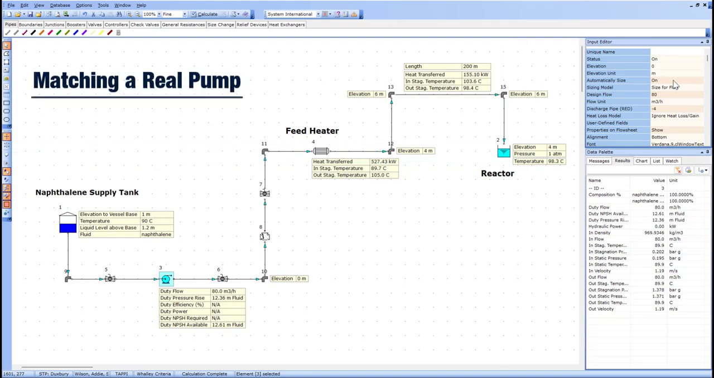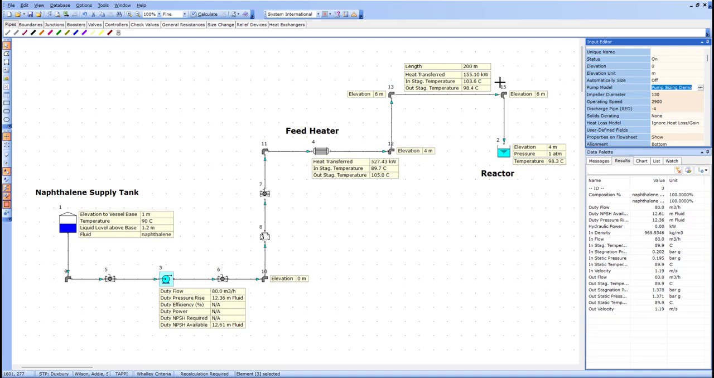With a candidate pump assigned, in this case pump sizing demo, solve the model and the pump-dependent results become available: duty flow, pressure rise, efficiency, power, and NPSH available versus required. This NPSH comparison is one we couldn't make earlier. NPSH available is a system property, while NPSH required comes from the pump. For hot liquids, this check is especially important because vapor pressure increases with temperature.